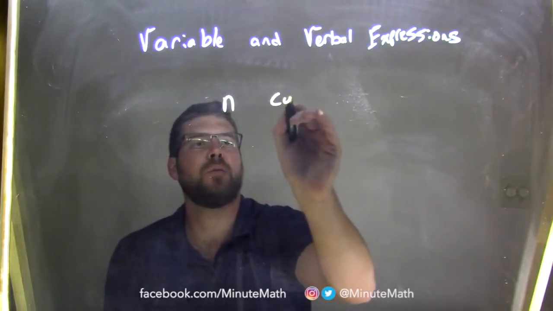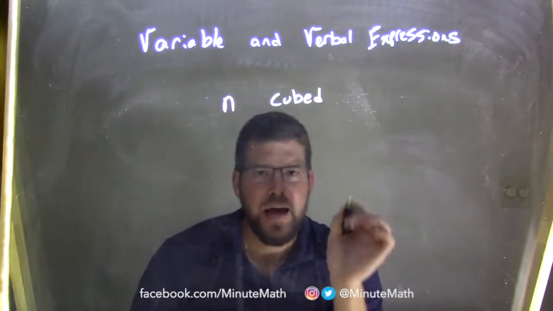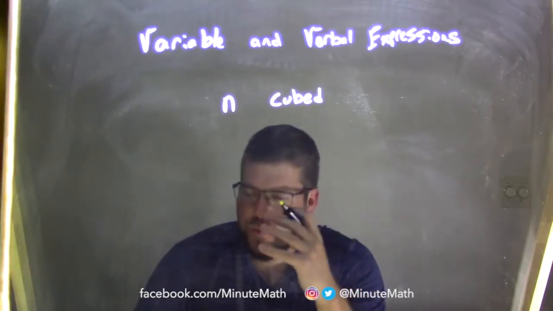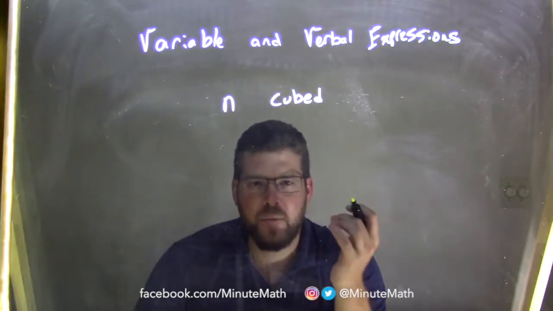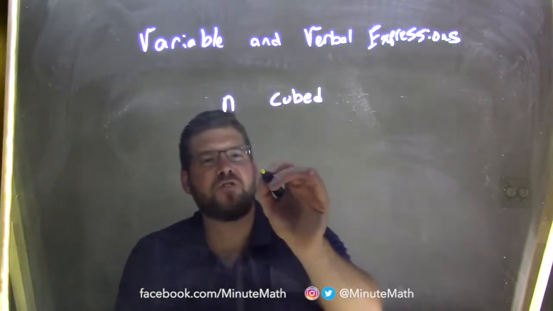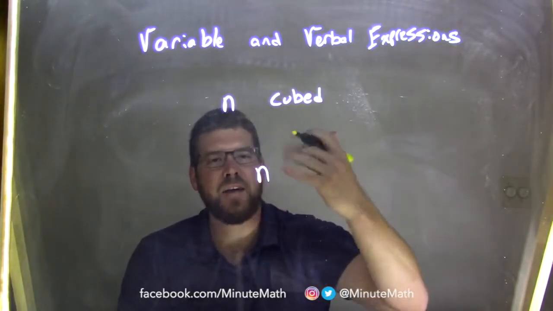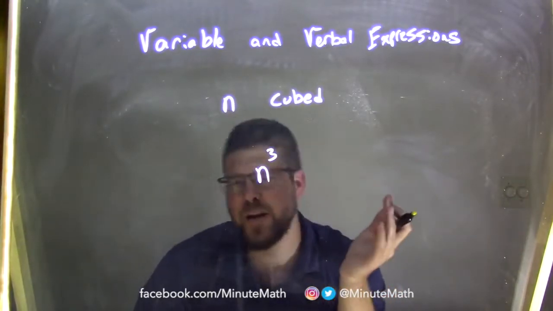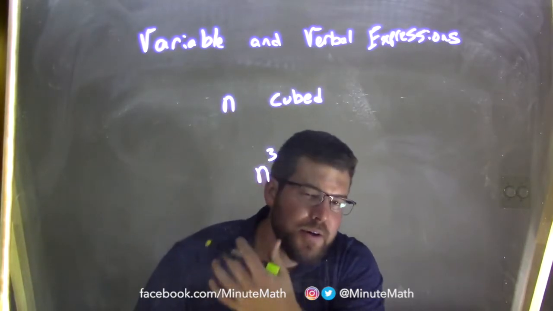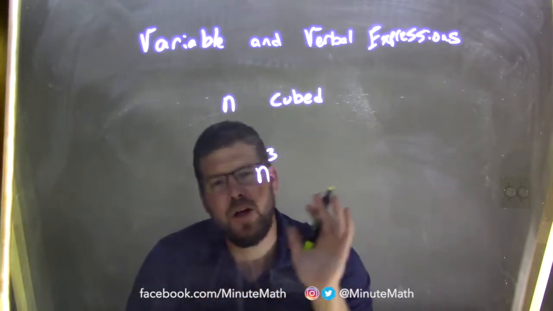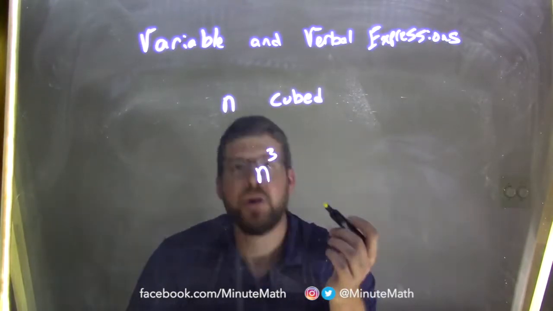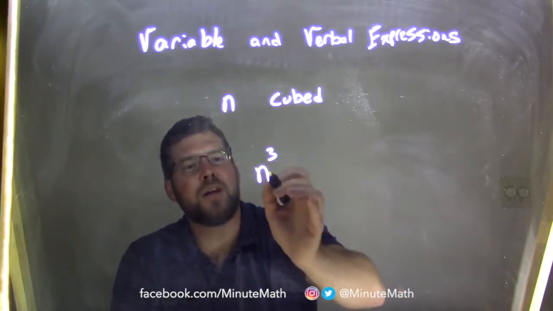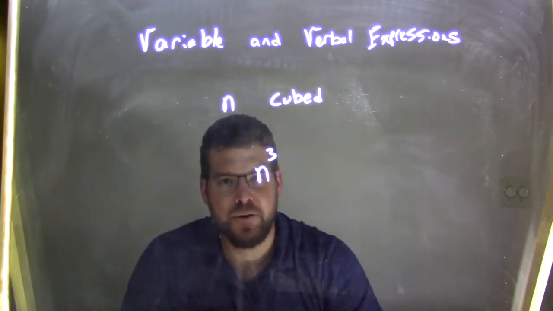N cubed. I'm thinking about the variable n, and I'm cubing it. So I start thinking about, okay, cube. That's going to be some exponent. Cubed exponent is 3. So I'm going to start with n, and I'm going to raise that to the third power. So cubed, you should be thinking about 3. The way I try to remember it, a cube is in the third dimension. That's a way to remember it. So cubed is 3. So I have my verbal expression, n cubed, and I can write it as my variable expression as n to the third power.